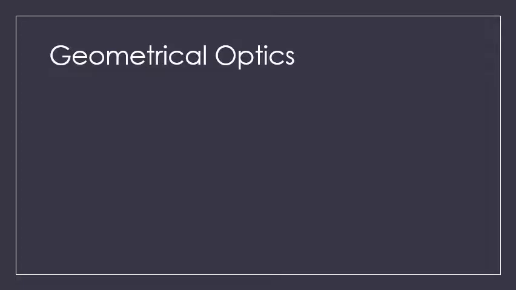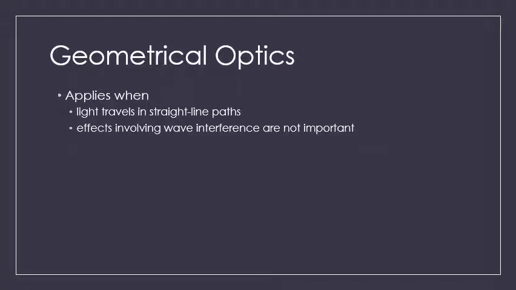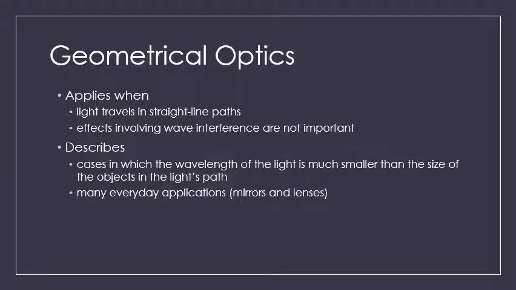So geometrical optics, what are we talking about? It's when light travels in straight paths, and we can pretty much discount the wave interference patterns. So we're describing cases where the wavelength of the light is much smaller than the size of the object in the light's path. So we know the wavelength is very small, 400 to 700 nanometers for visible light. And so any object that you can easily see is going to be under the rules of geometric optics. And so we're going to concentrate on lenses and on mirrors.